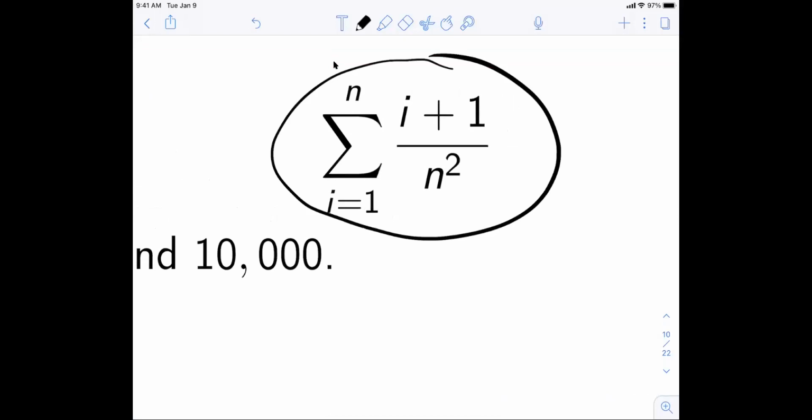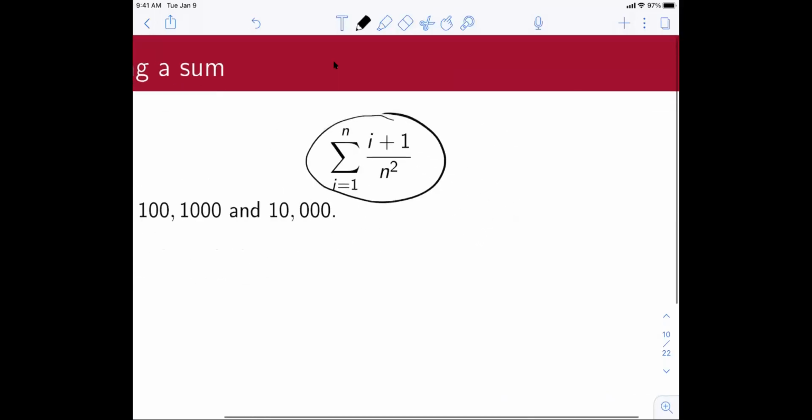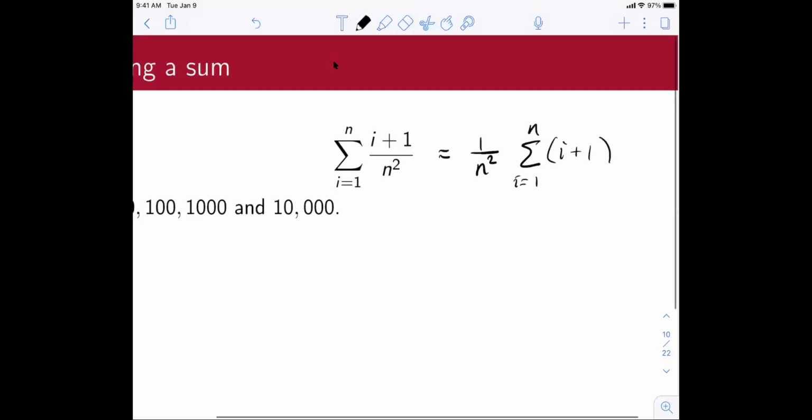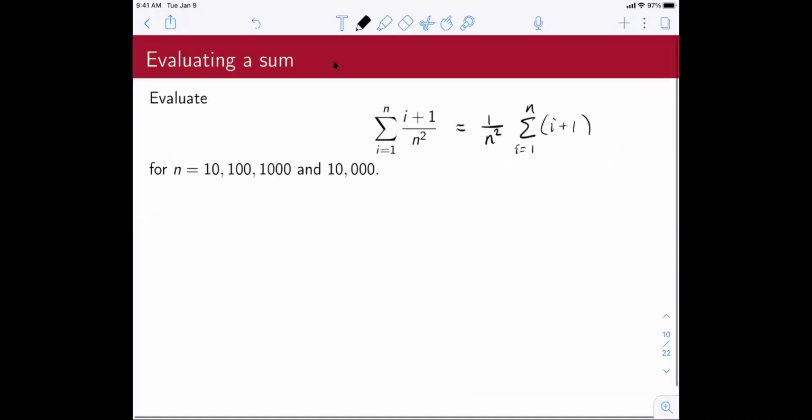I'm going to do this for a bunch of different n's, but i is the only thing that's changing in each of these sums. So n, with respect to the sum, is constant. 1 over n squared is constant. So you could write this as 1 over n squared times the sum i equals 1 to n of i plus 1. When you have a constant in one of these sums, you can just pull it out in front of the sum.